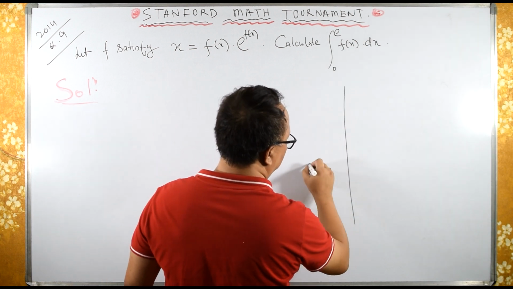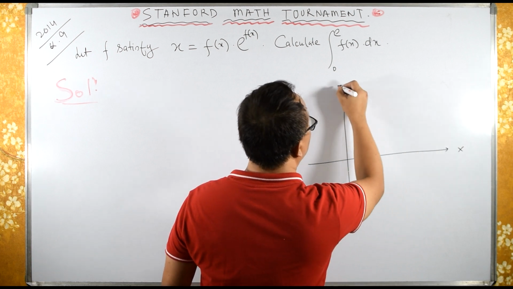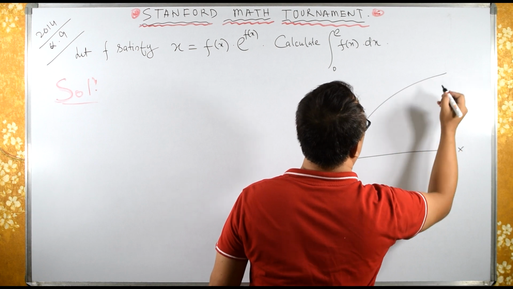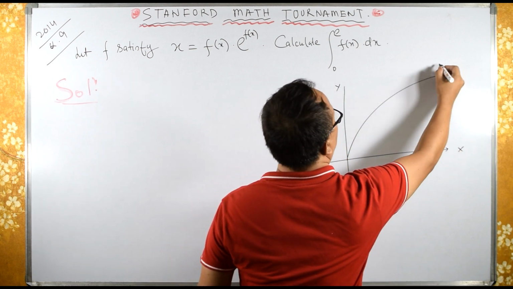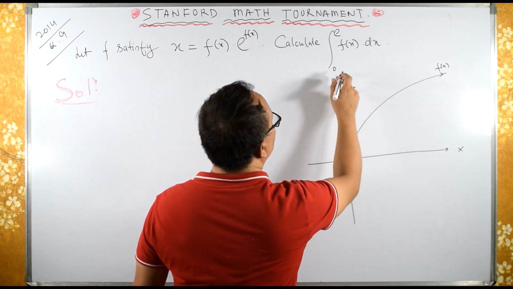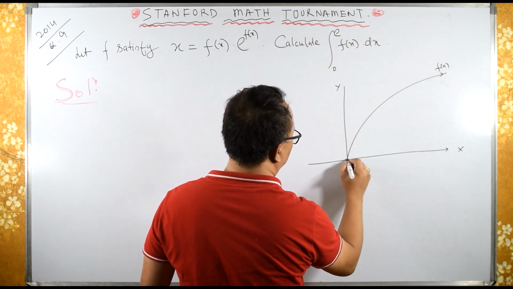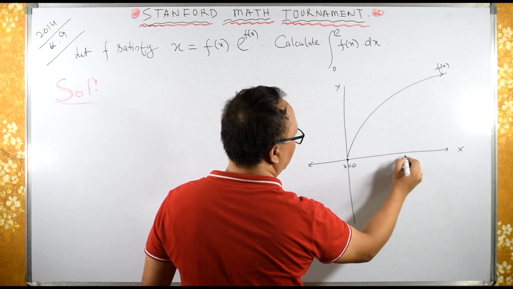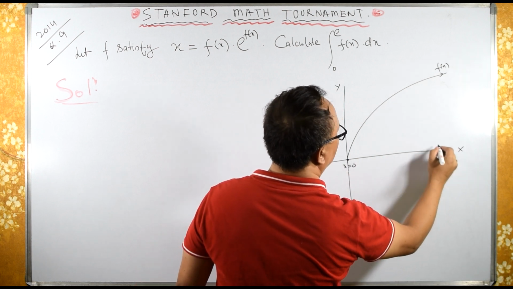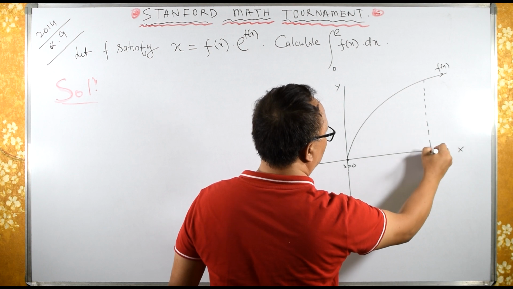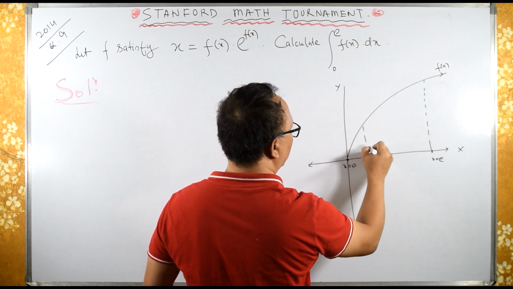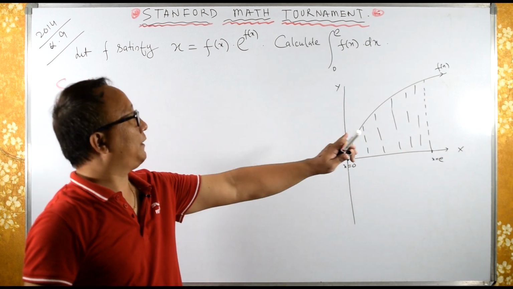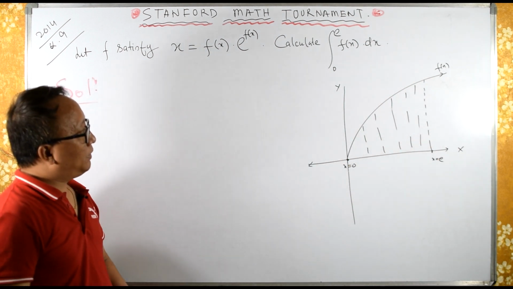Now this is the x axis, and this is the y axis. Now f(x) is, let's consider this way, here this is f(x). Now x equals 0 here, to x equals e, which is somewhere here. So we need this area. We need to find this area. But how to find this?